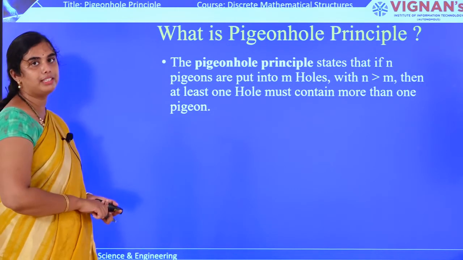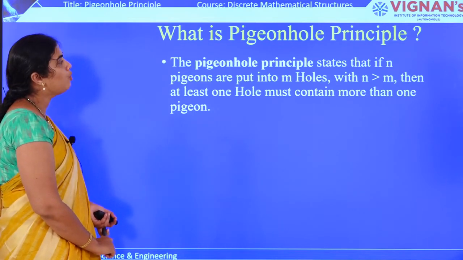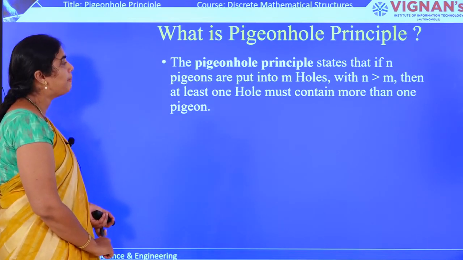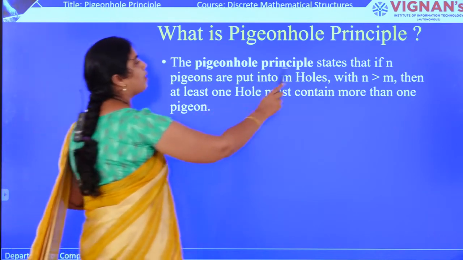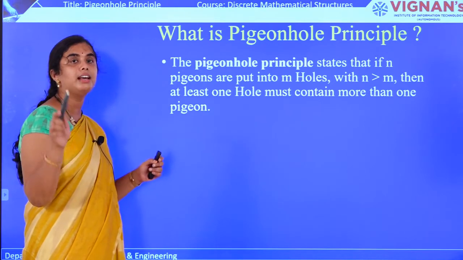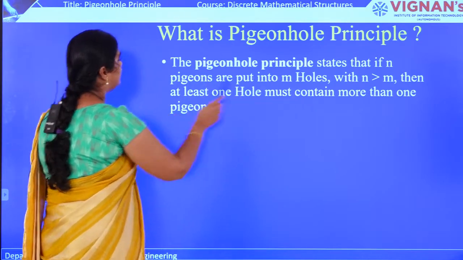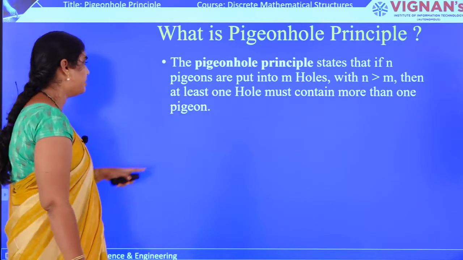The last topic of this session will be the pigeonhole principle. The pigeonhole principle states that if n pigeons are put into m holes, provided n is greater than m, that means the number of pigeons is greater than the number of holes, then at least one hole must contain more than one pigeon.